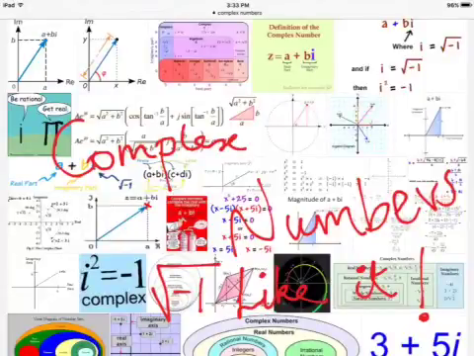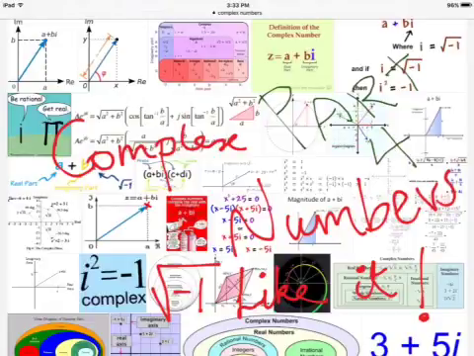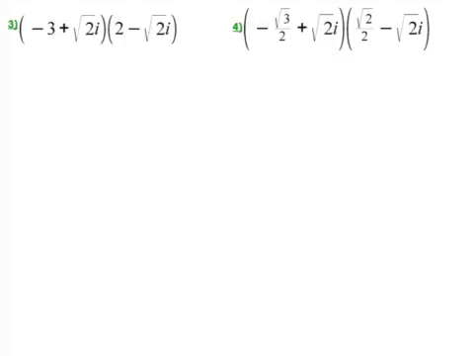Okay class, we're looking at complex numbers. This is the fourth video, and this time we're going to be looking at the division of complex numbers. But before we get into that, let's come back and check your knowledge and understanding on multiplying.